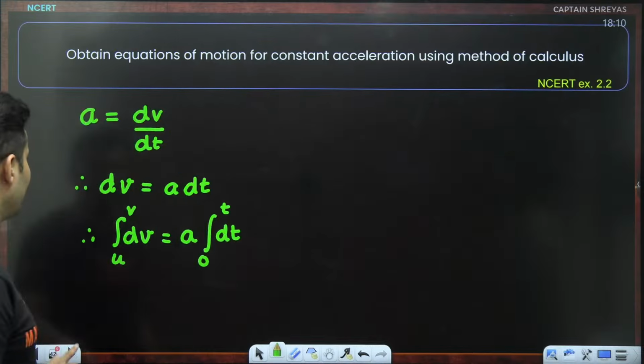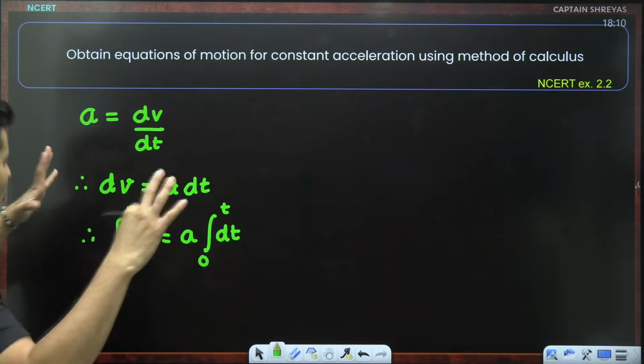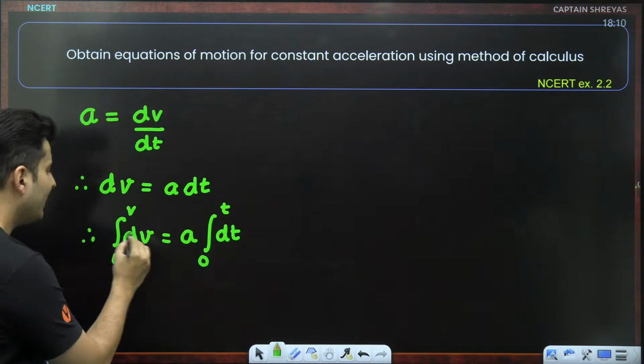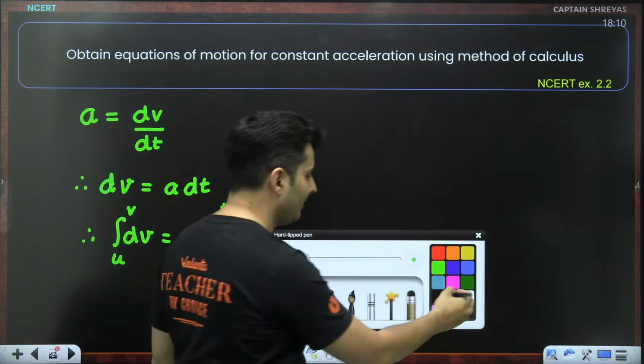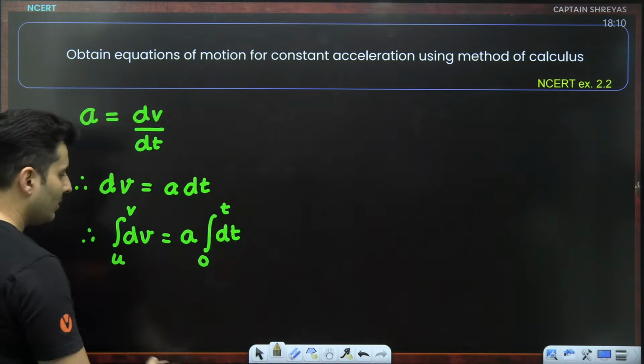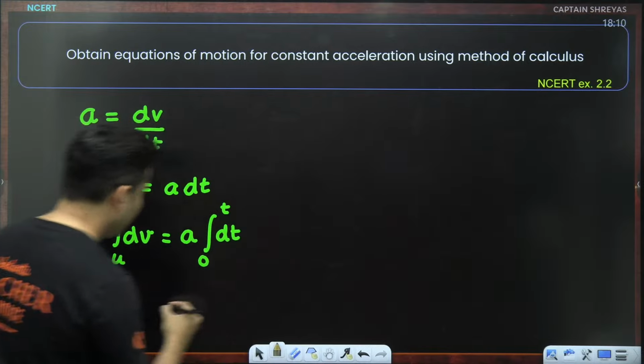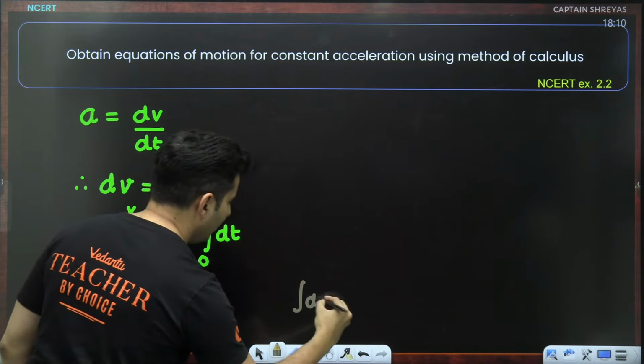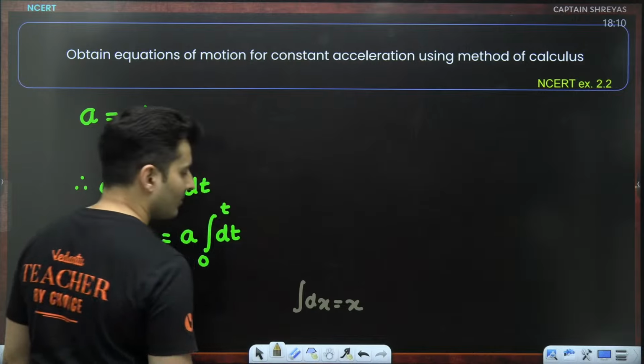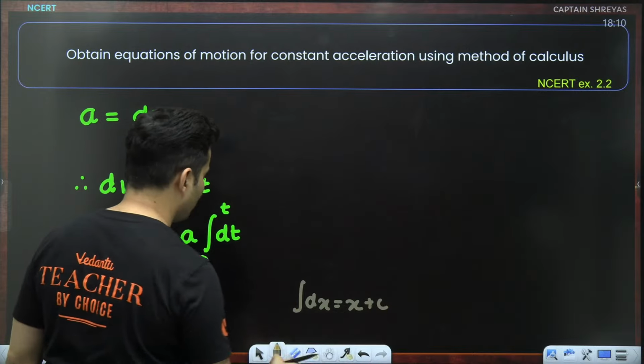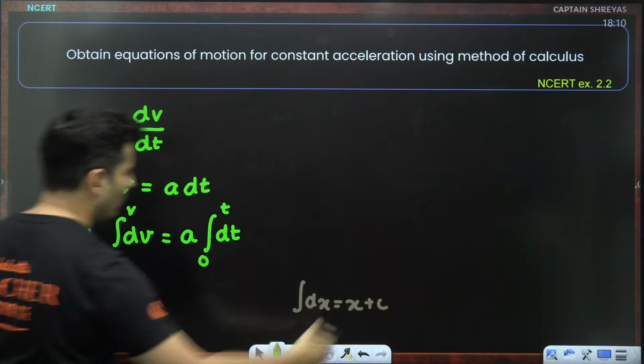Uniform acceleration. That means acceleration is not 0. Acceleration is constant. That is the main idea. What is the integration of dx? If you remember the formula, then you will get it, guys. It's not that difficult. Integration of dx is just x, correct? Plus c, but that is for indefinite. For definite, that constant won't come.